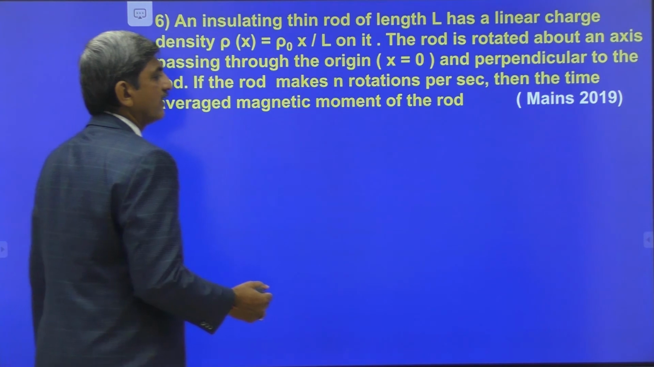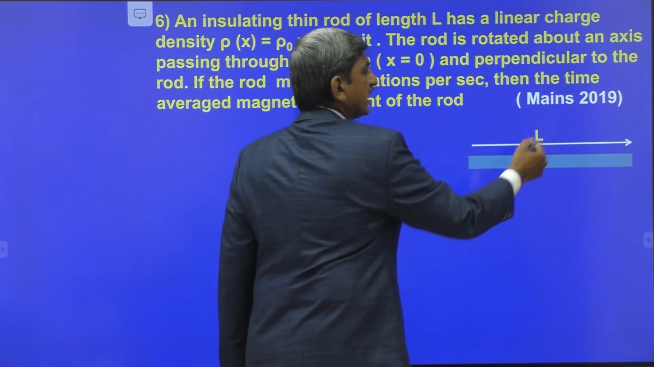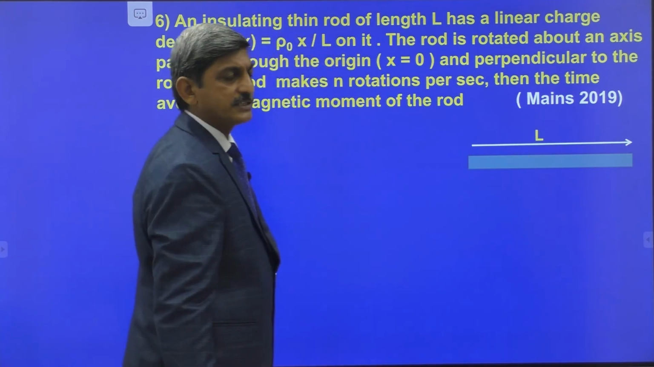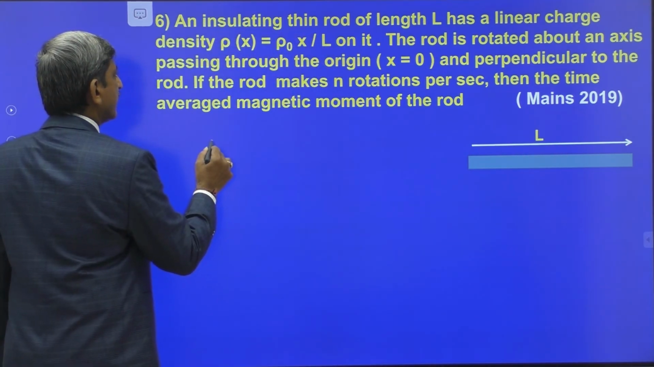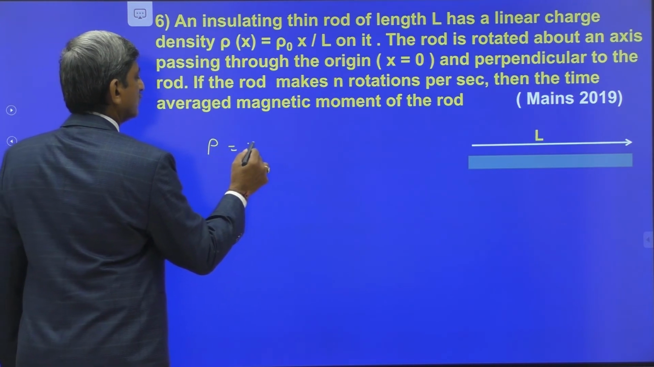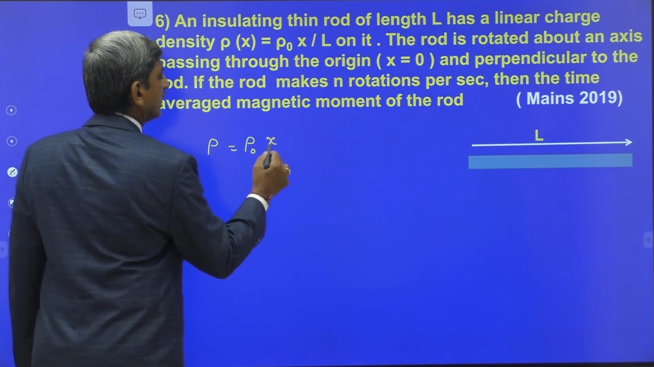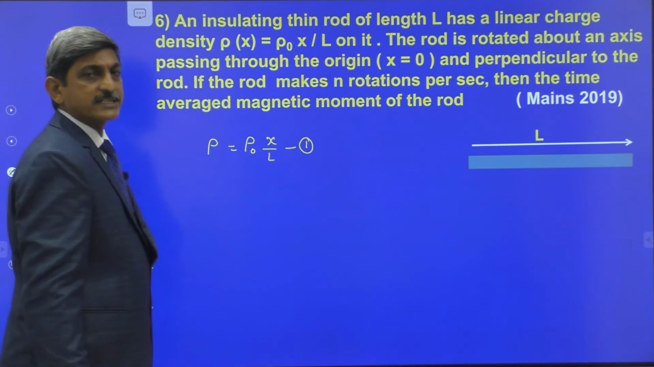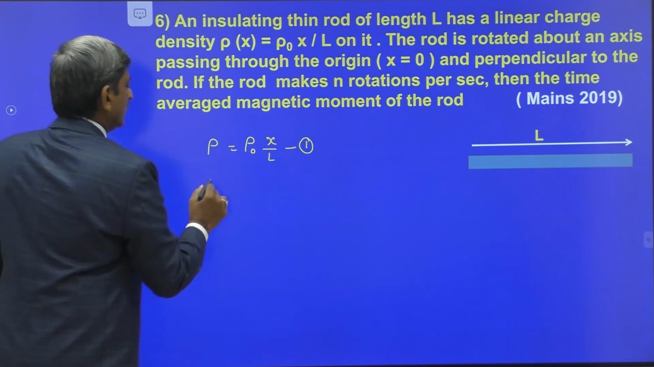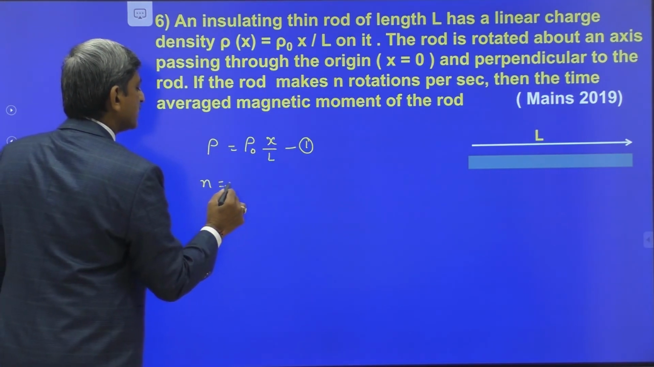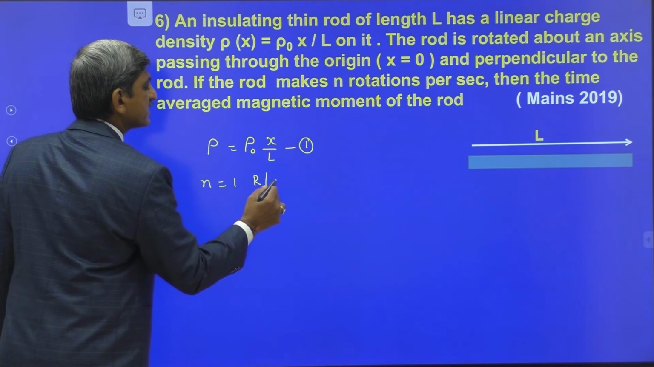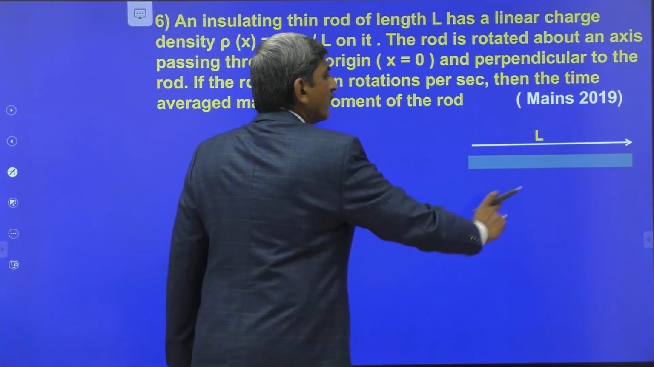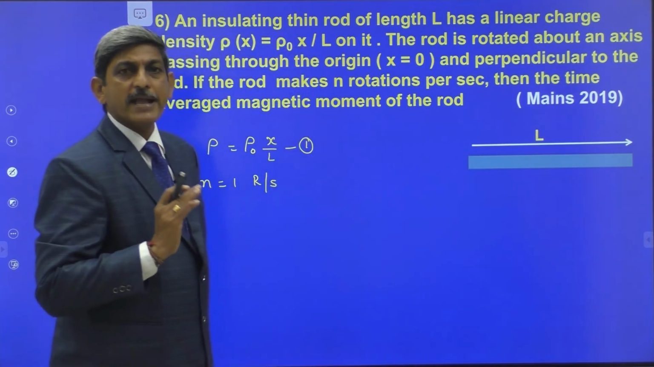Here it is given that we have a rod of length L and this rod is carrying a charge on it. The linear charge density is given as rho = rho naught x by L, which is a function of x. Now it is rotating with a frequency n = 1 rotation per second. For this rotating rod, we want to determine the magnetic dipole moment.